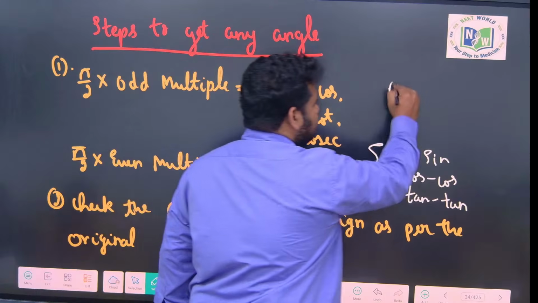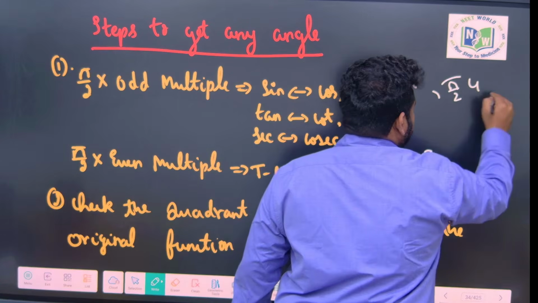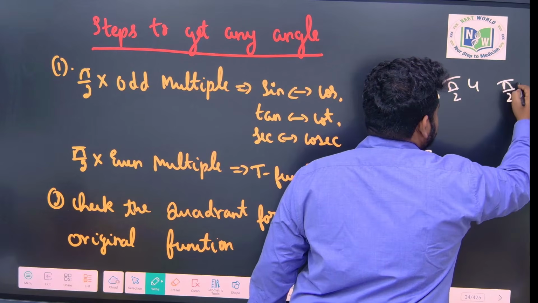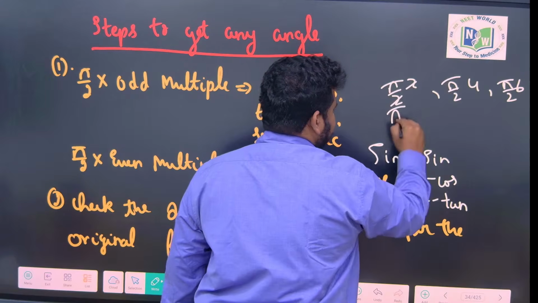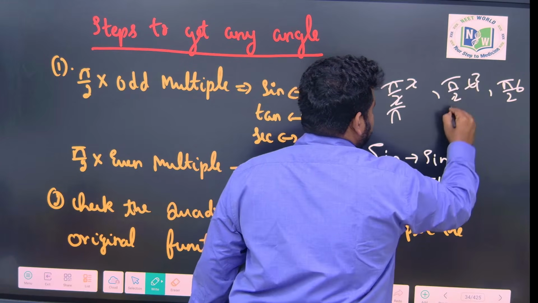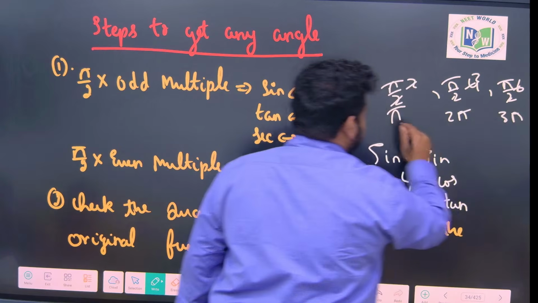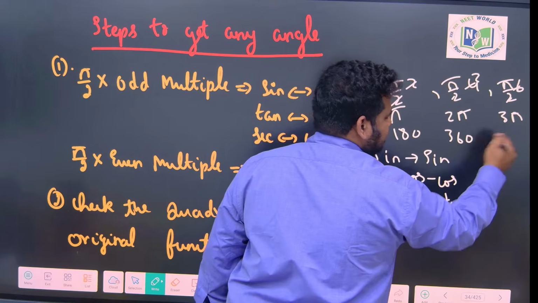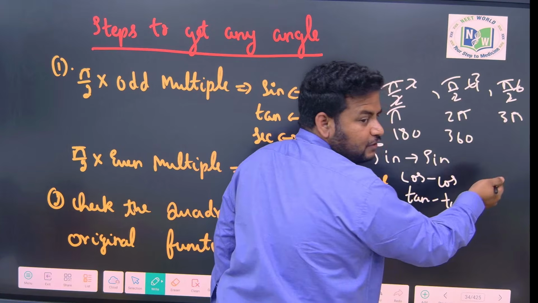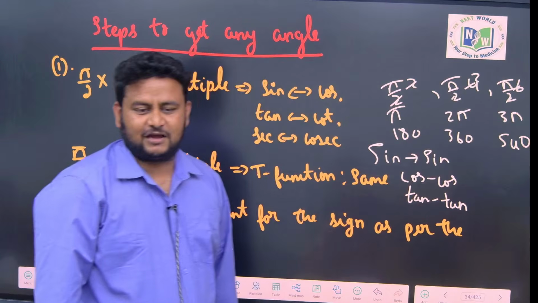So pi by 2 into 2, pi by 2 into 4, pi by 2 into 6. If I cancel the 2, this will become pi, this will become 2 pi, and this will become 3 pi. So pi means 180, 2 pi means 360, and 3 pi means 3 into 180, that is 540. So all these are even multiples of pi by 2.